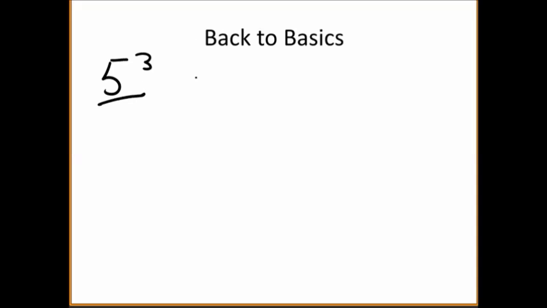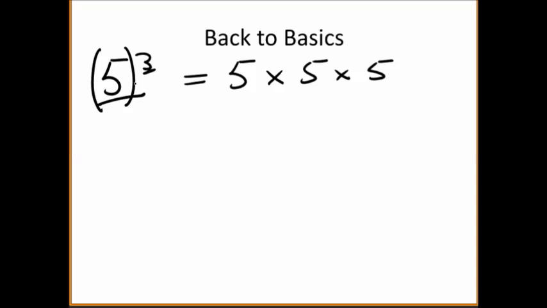or 5 cubed. Well, as we know, 5 is our base number and 3 is our index or our power. When we expand this out, we get 5 multiplied by 5 multiplied by 5. But what do we do to get this, right? So we expanded out our base number by itself, which in this case is 5, multiplied by itself. How many times? 3, because our index number is 3.